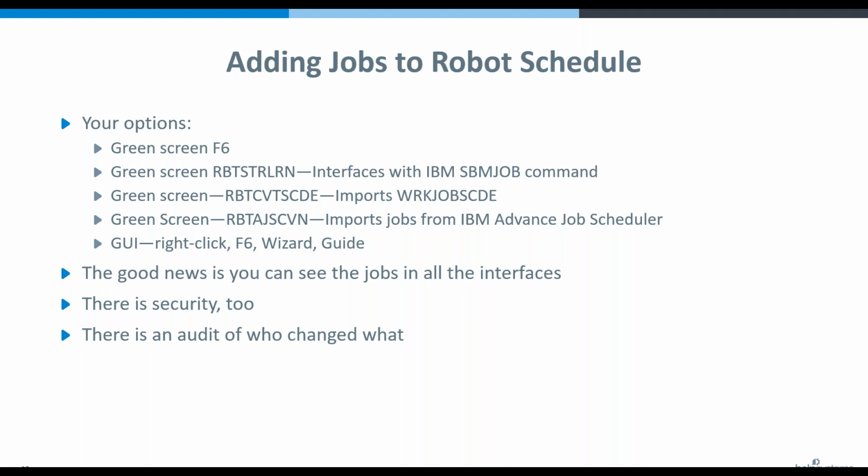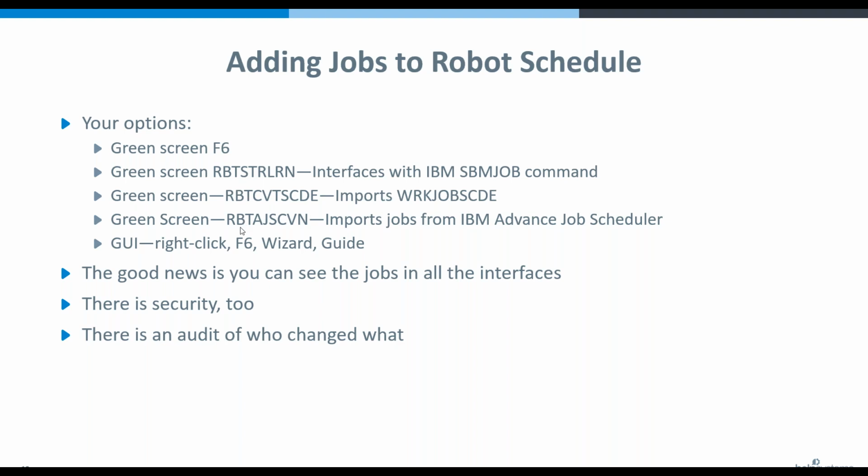Yeah, so let's talk about adding jobs to Robot Schedule. There are many different ways that jobs can get into Robot Schedule, and that's sometimes a very confusing thing for people. You can do F6 from the green screen. There's a command called robot start learn that a lot of people aren't familiar with, but this gives you the ability to capture things that are happening behind the scenes in your menu system via submit job. So I can do robot start learn and basically have it build a job out of a green screen. We have the RBT convert schedule entries. This will read jobs in from work job schedule entry for those of you who have some things in there you want to put in Robot.